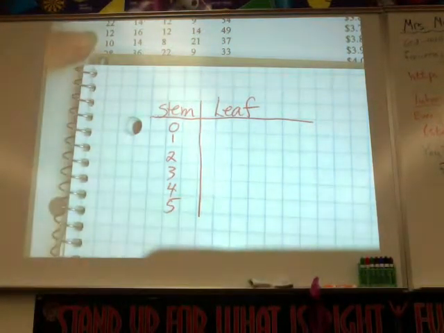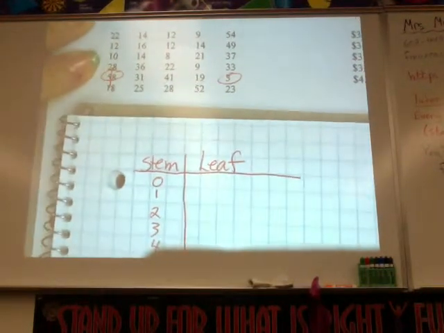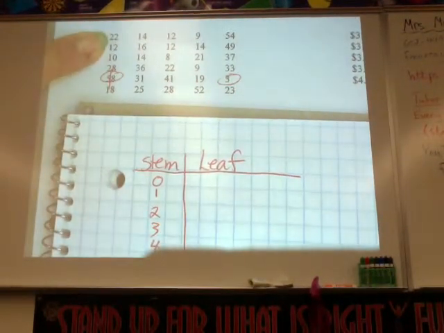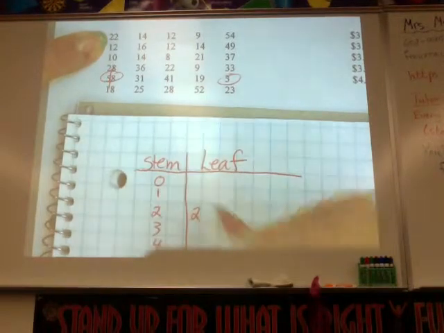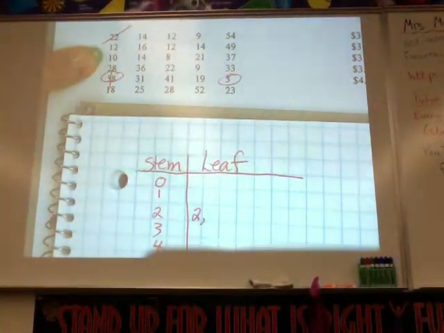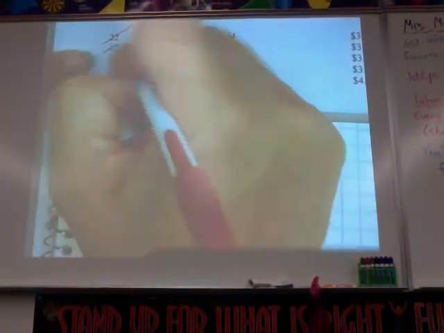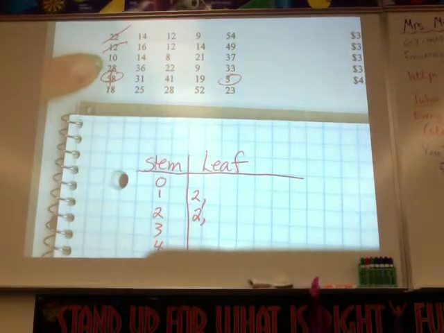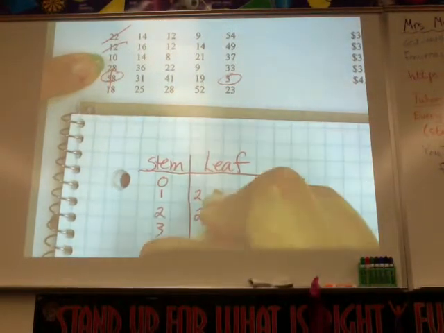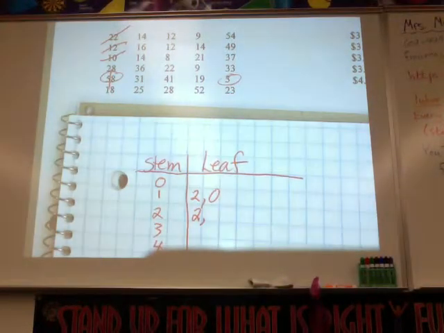So then start organizing your data. If I were you, I would go along here and just start with 22. The 2 would go here, comma, and cross out that 22. Then 12. The 12 goes on the 1 stem, comma. So separate each of your leaves with commas. And then the 10 goes on the 1 stem, so I have a 0. After that, cross it out. So keep doing that until you get through all 30 numbers.